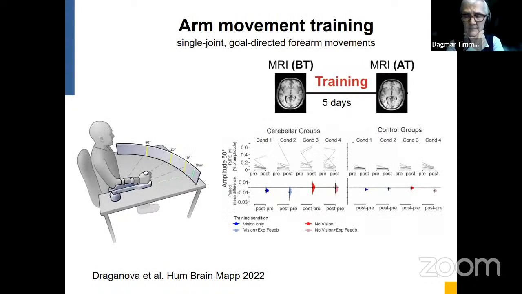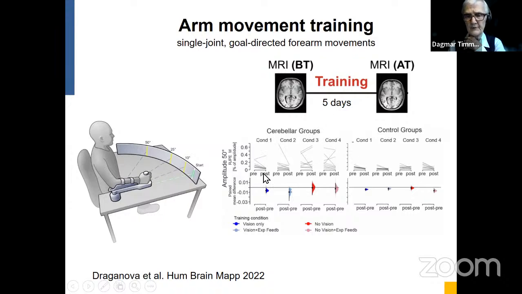And then we did more recently a study of arm movements. So a simple task where they had to point a pointer to a start position and then to different targets. And they did it for 1 hour each day for a week. And before and after, we again had MRI scans. We had 4 different groups of training conditions, and I don't want to go into details because we didn't see any difference between the 4 training conditions. But this is why we have a control group and a cerebellar group with 4 conditions.